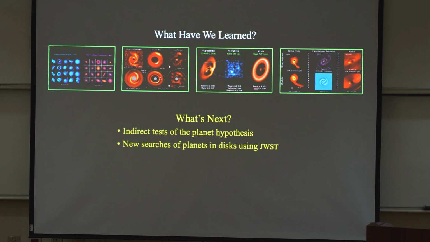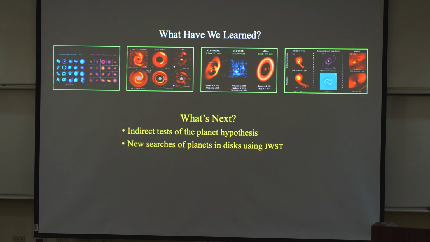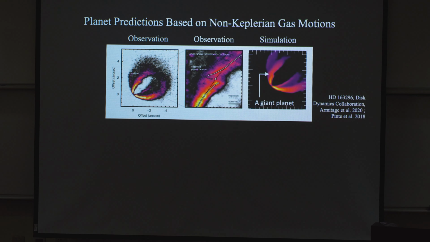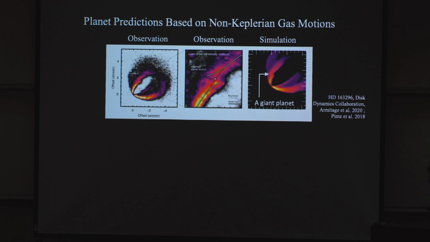I'll just give 2 examples that my group has been exploring lately in the past couple of years. One is we try to present an indirect test of the planet hypothesis, and also we're trying to use James Webb to search for planets in disks. So the indirect test idea is very simple. Those planets are very difficult to directly image. So we have to find other ways to test whether they exist.